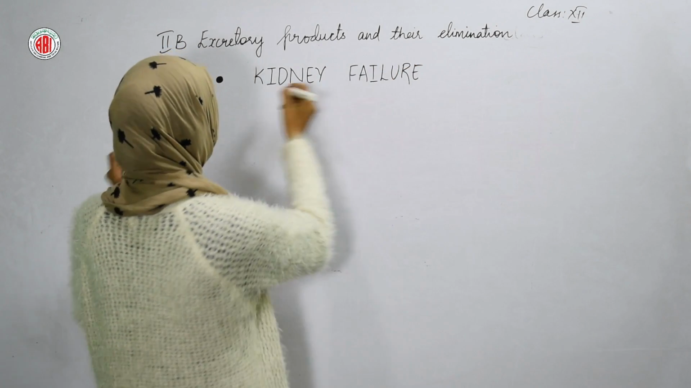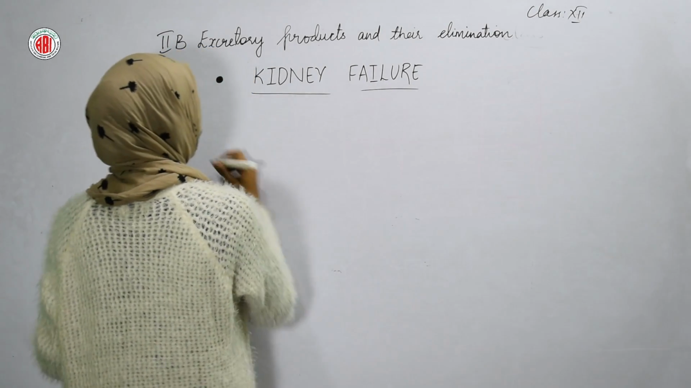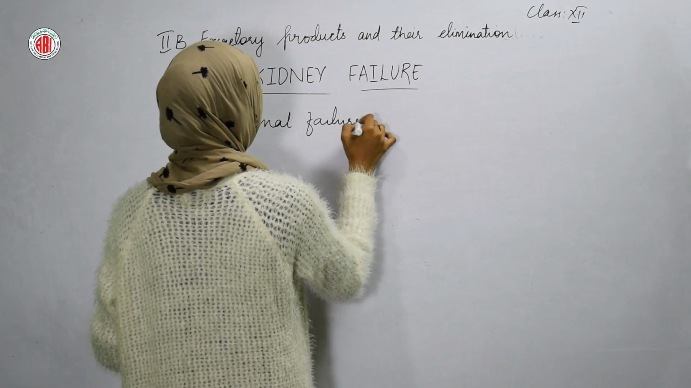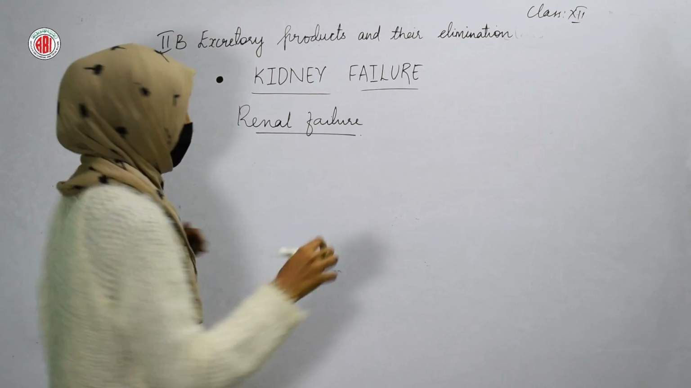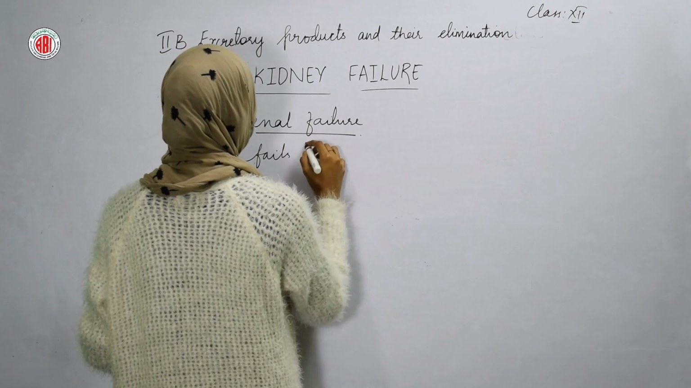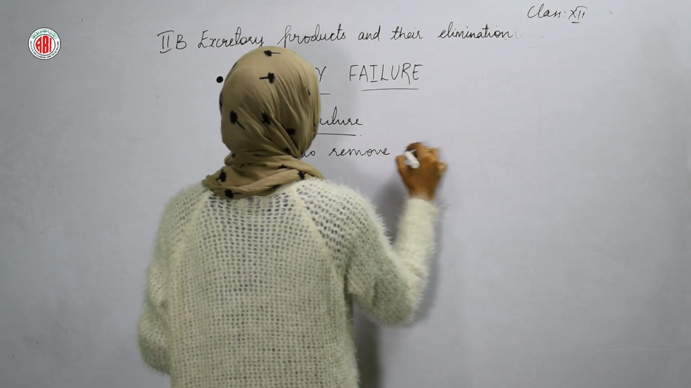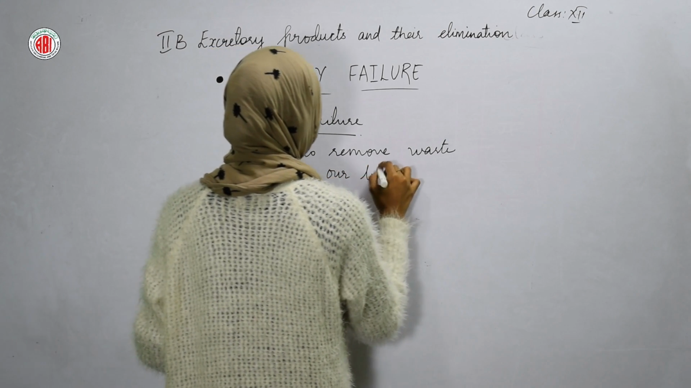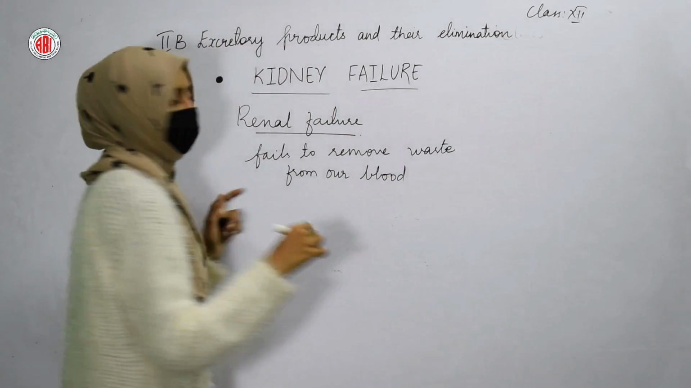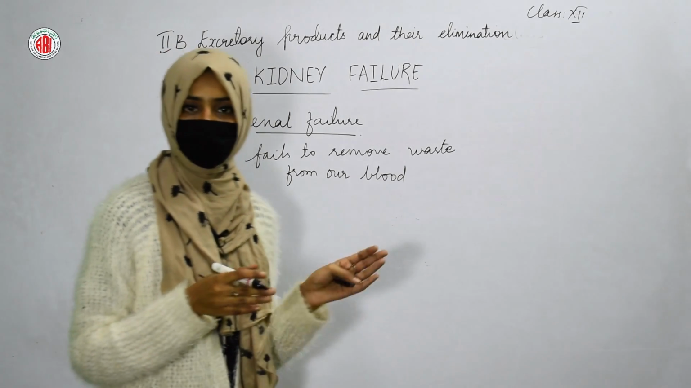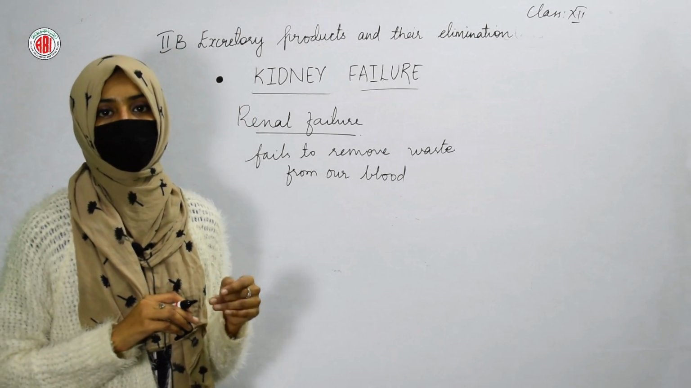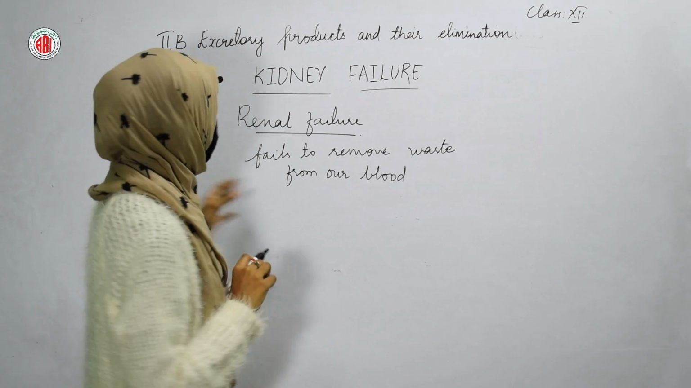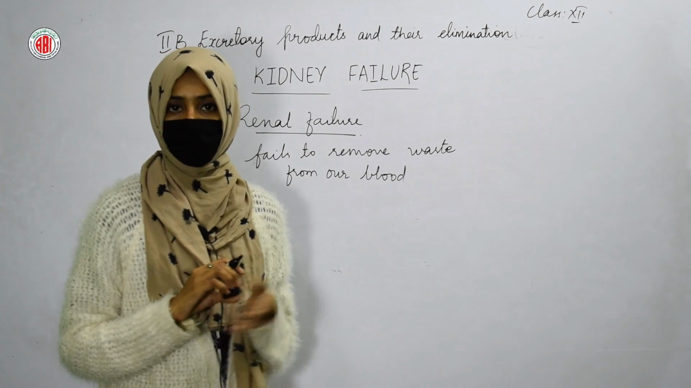So first we'll see the definition of kidney failure. Kidney failure is nothing but renal failure. The nephrons fail to work. Our kidneys fail to remove waste from our blood. But if the waste found in the blood gets accumulated for a longer period of time, then it leads to a lot of disorders. We need to face a lot of disorders if the waste material is not removed from our blood.